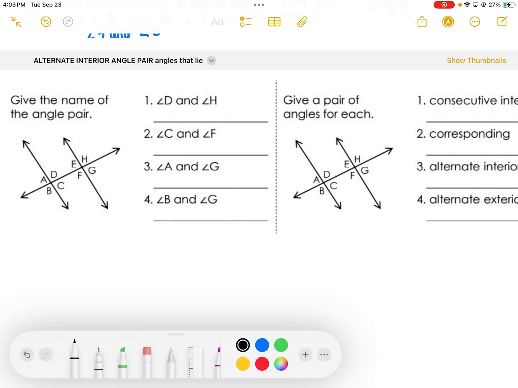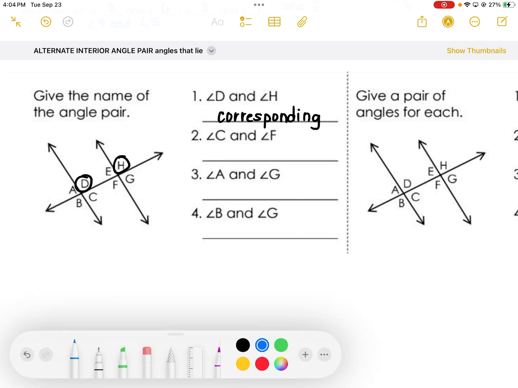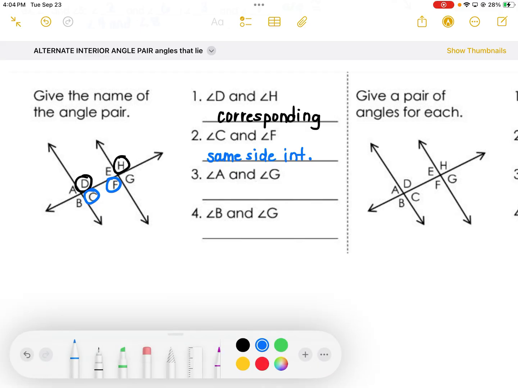Looking at this diagram here, D and H would be corresponding angles. They would be congruent to each other, corresponding angles. C and F, okay, they are on the same side. They're both interior, so they would be consecutive interior angles or same side interior angles. Same side interior or consecutive interior. Either will work.